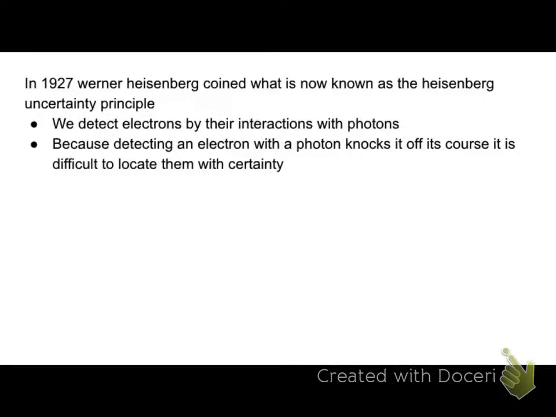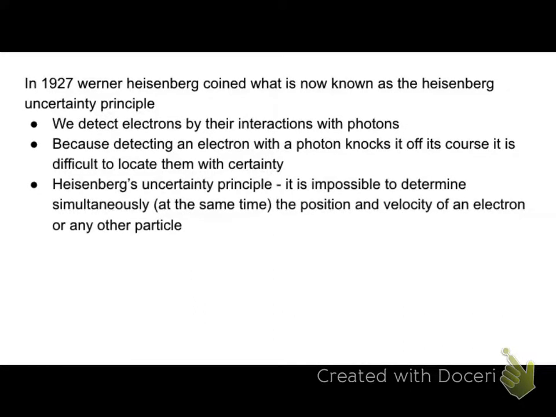We run into the same problem with electrons. We can't look at them because they're so tiny, so we can only tell where they are by essentially bumping into them with other objects, which in turn moves them. So Heisenberg's uncertainty principle says that it's impossible to determine simultaneously, which means at the same time, both the position and the velocity of an electron or any other similarly sized small particle. Okay?